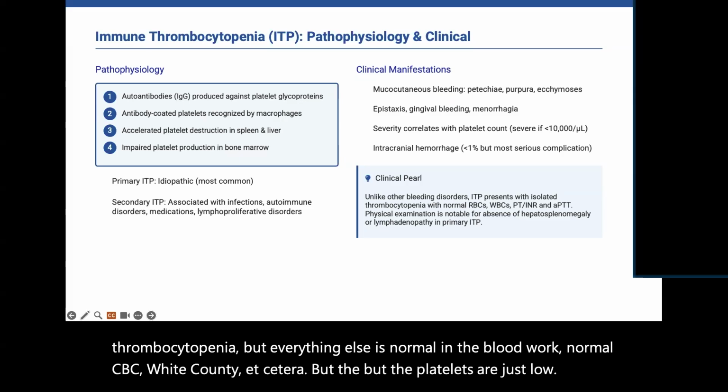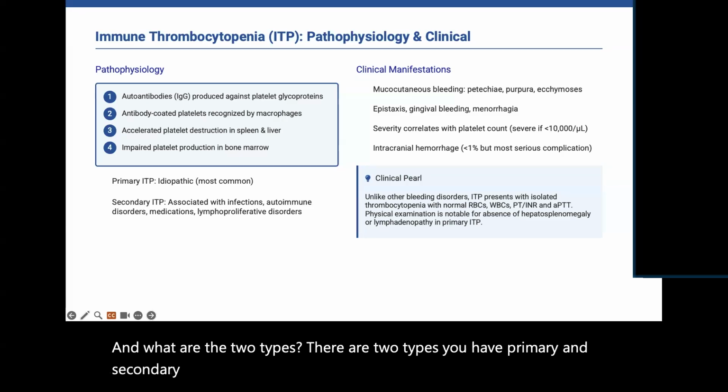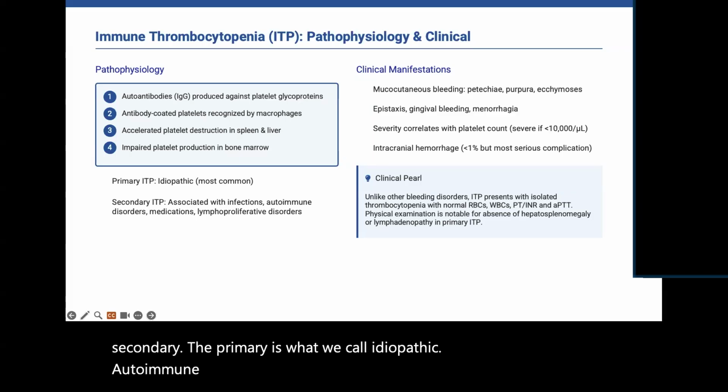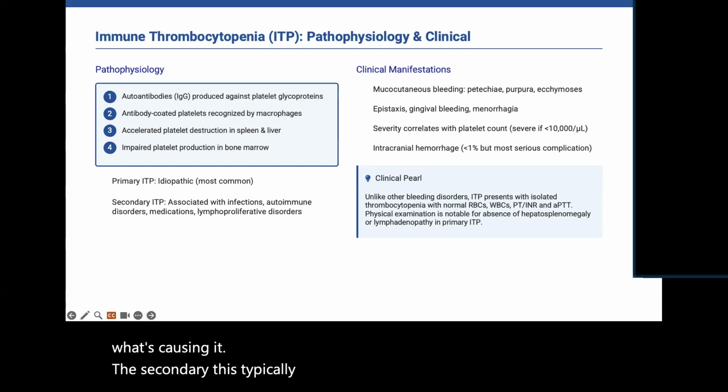And what are the two types? There are two types. You have primary and secondary. The primary is what we call an idiopathic autoimmune condition. It's most common. We can't really say definitively what's causing it. The secondary typically occurs in settings of infection.